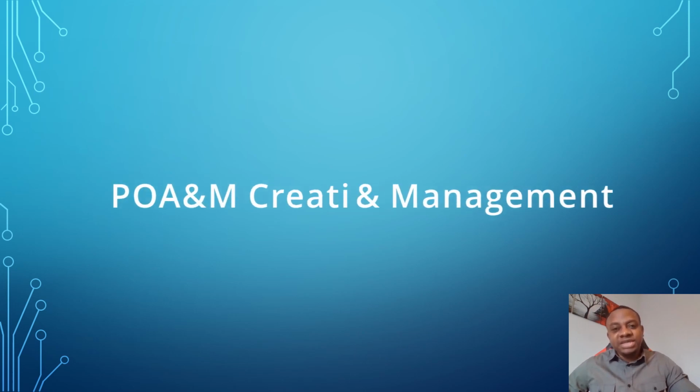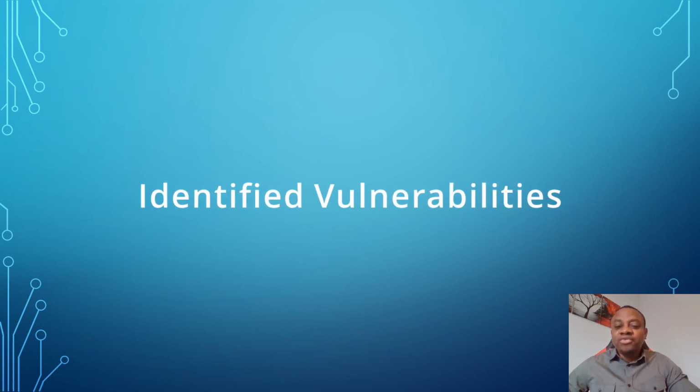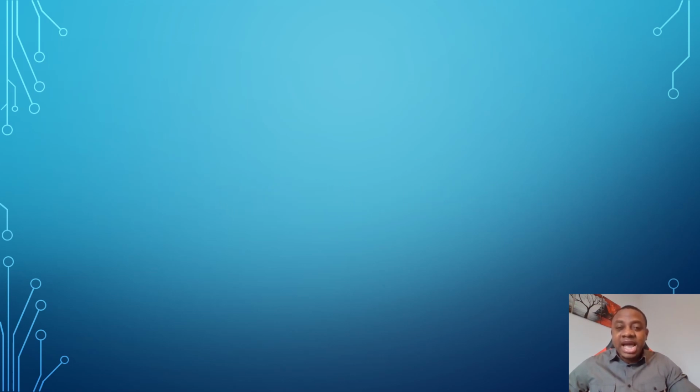What are some of the activities that precede POA&M creation and management? POA&Ms are created based on vulnerabilities that are identified on the vulnerability scan report and the controls that failed during the course of the security control assessment, controls that are listed as other than satisfied on the security assessment report.